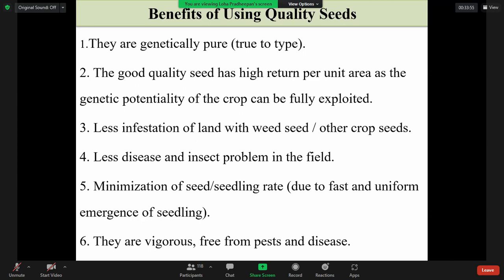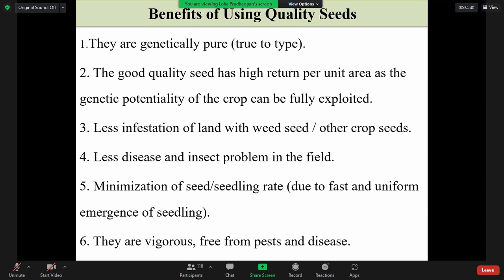We can bring down the moisture content to below 13%. So that is orthodox seeds. But in recalcitrant seeds, because at the time of harvesting, it is having 25 to 30% moisture content, germination ability will be lost. So that type of seeds we can call recalcitrant seeds.